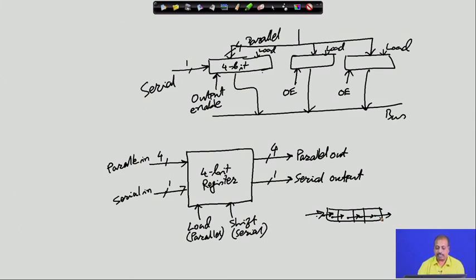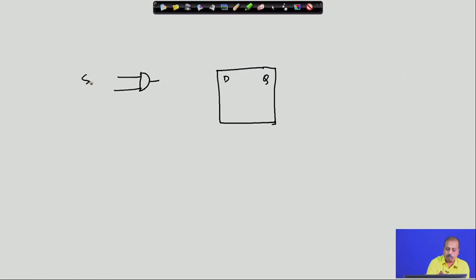Now, how to design such a system? That we will see. The individual stages of the register consist of a D type flip flop. So, we have got D and Q lines there. Now, if shifting is there, then I should give the serial value and that should be shifted in. So, one input for the D can come from this serial input and the shift control.